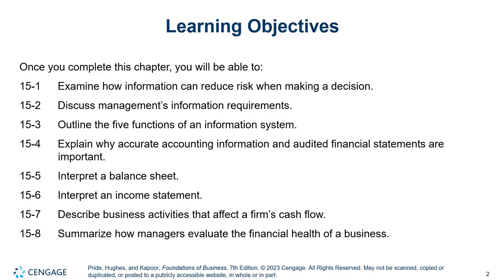Our objectives: explain why information is used to try to reduce risk and hopefully make better decisions, what you'll need in order to actually get some of the data, outline the 5 functions. Then we'll get into accounting, the financial statements, the balance statement, income, and cash flow.